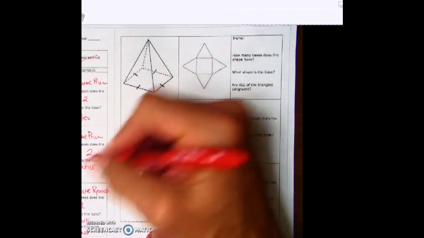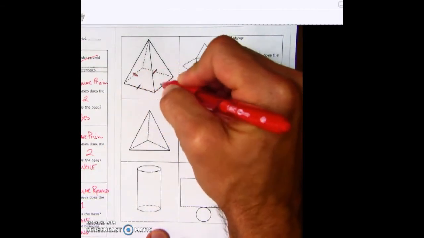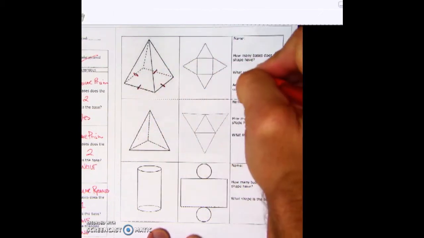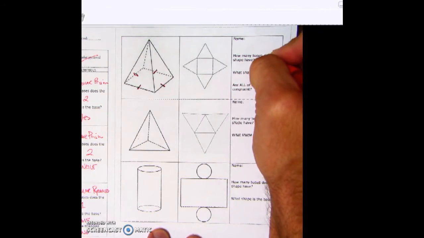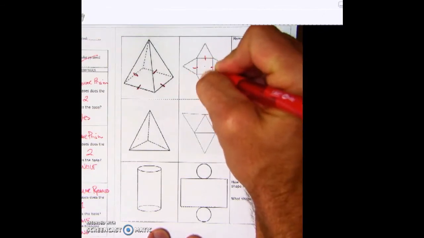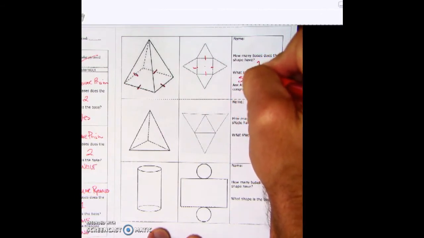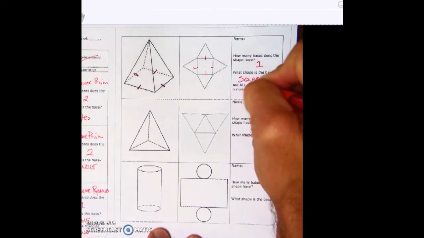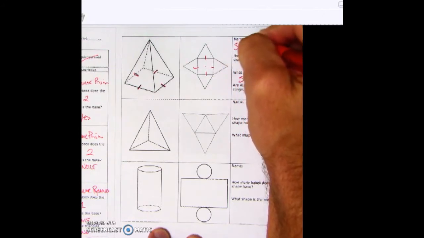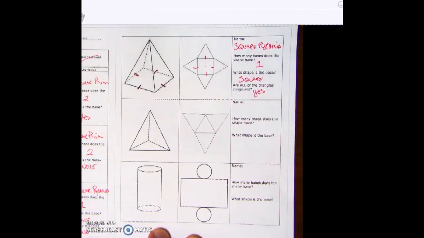Here we have another pyramid similar to the last one, except as we notice we have the marks that indicate that all the sides are congruent. So that makes the base, it has one base here, and since they are all congruent, we know that this is a square. Yes, they are all congruent, so it is a square pyramid. Square pyramid.